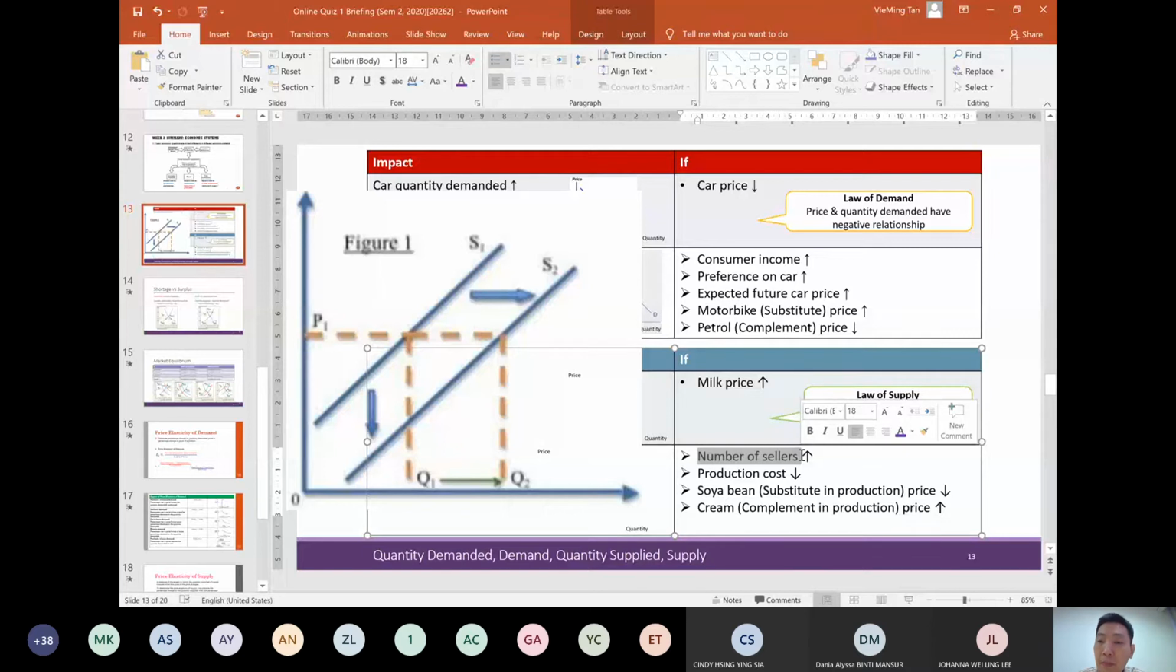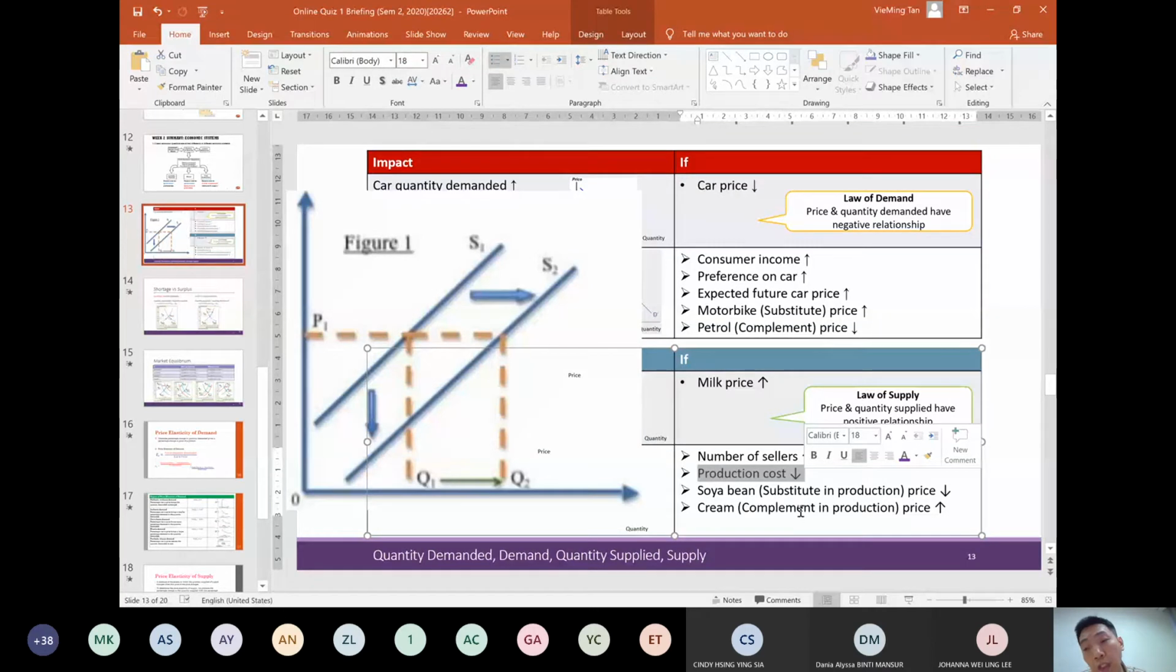Okay, another factor can be that the production cost to produce the milk is now decreasing. Production cost, it can be because the raw materials are now reducing. Labor cost is cheaper now. These are the production costs. Labor cost may be cheaper now.